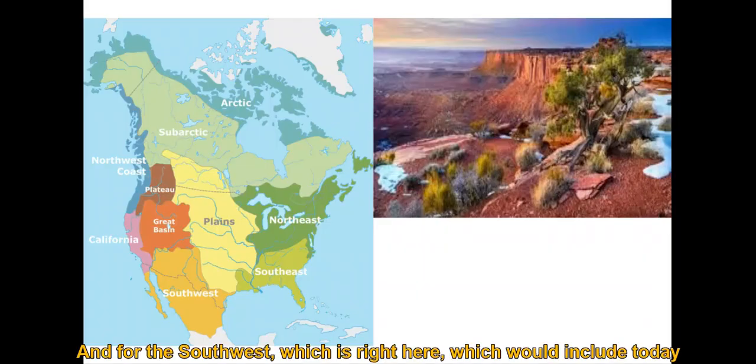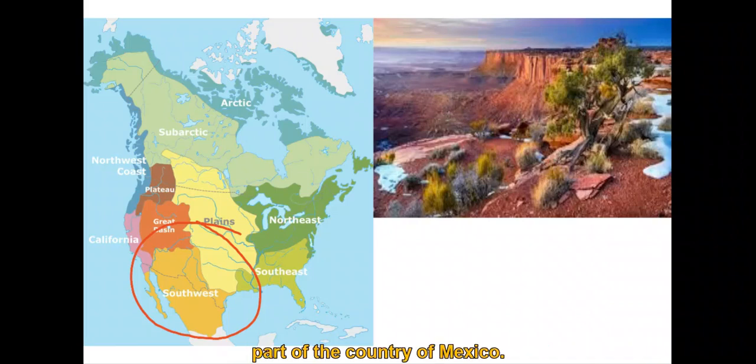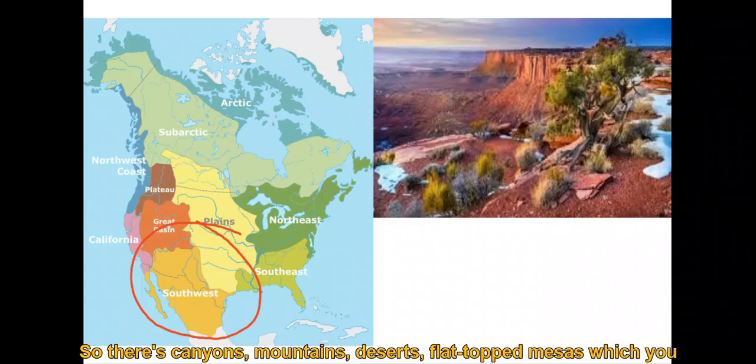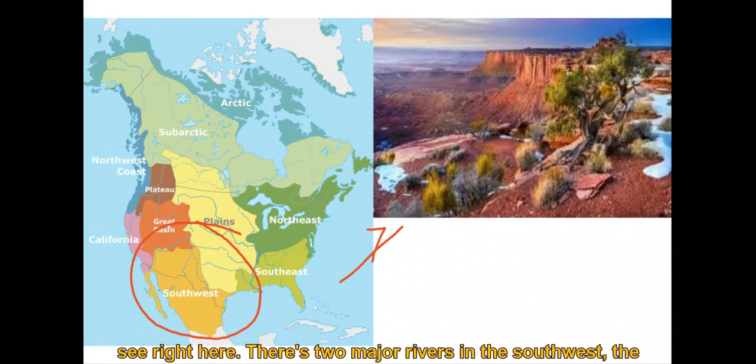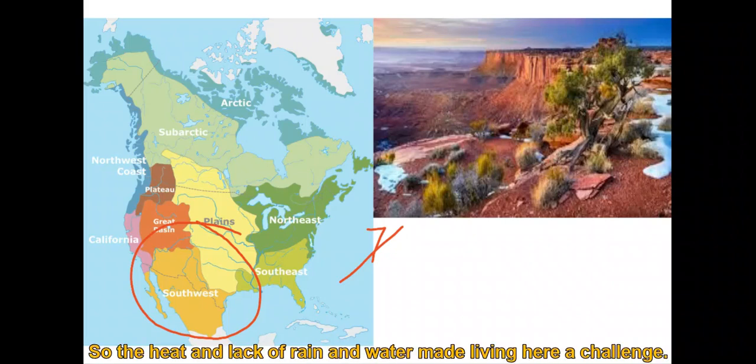Okay, and for the Southwest, which is right here, which would include today's states of Arizona, New Mexico, southern Utah, and Colorado, and also part of the country of Mexico. So this is a pretty big area and has many different environments. There are canyons, mountains, deserts, and flat-topped mesas, which you see right here. There are two major rivers in the Southwest, the Colorado River, which runs through the Grand Canyon, and the Rio Grande, which is the border between Mexico and Texas.